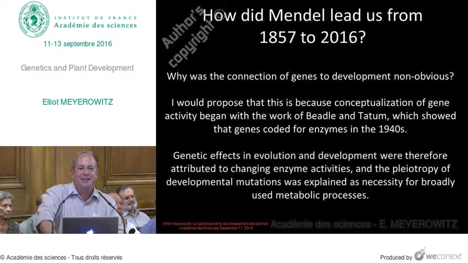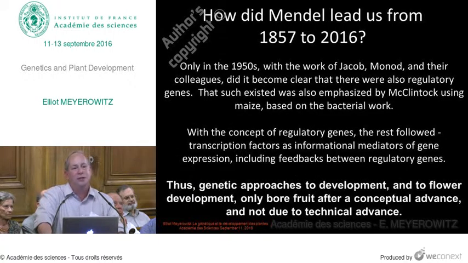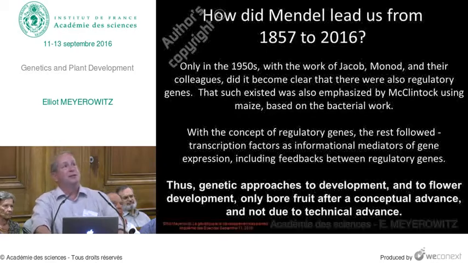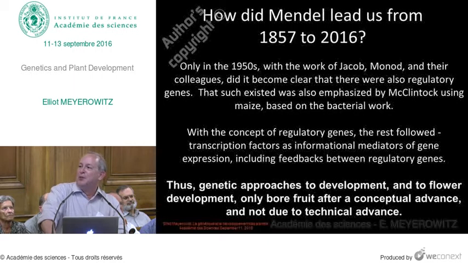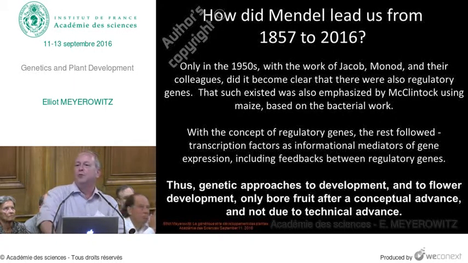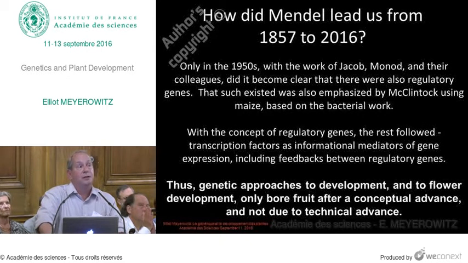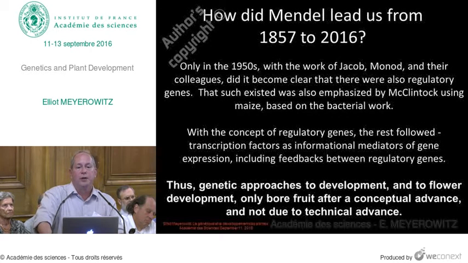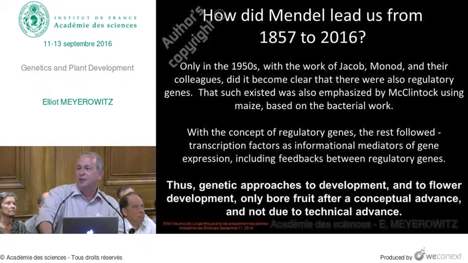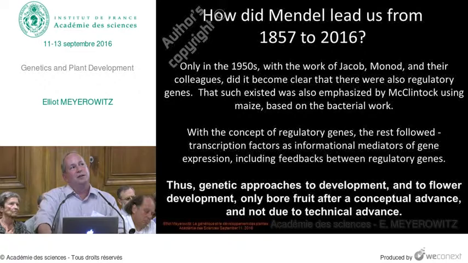It wasn't the enzymes, it was the concept of regulatory genes. And it was only with the work of other members of this academy, Jacob, Monod, and their colleagues, that it became clear that genes were not only coding for enzymes, they were coding for regulatory factors. They thought some of theirs were RNAs, they were proteins, but they thought some could be RNAs, and they later turned out some are RNAs. And so with the concept of regulatory genes, the rest followed. And McClintock emphasized regulatory genes in plant development and in development of seeds, but her conceptualization of it wasn't quite the modern one. With the Jacob-Monod concept of regulatory genes, the rest followed.